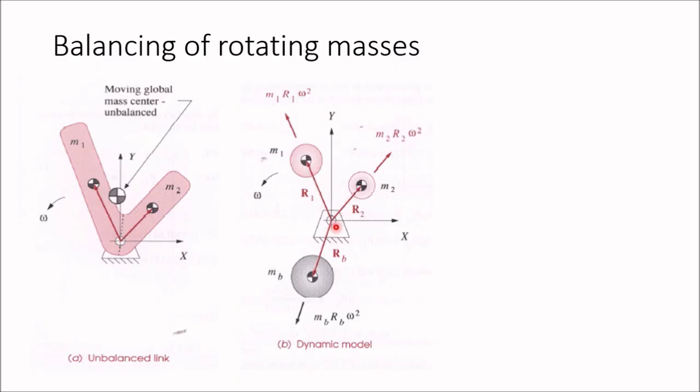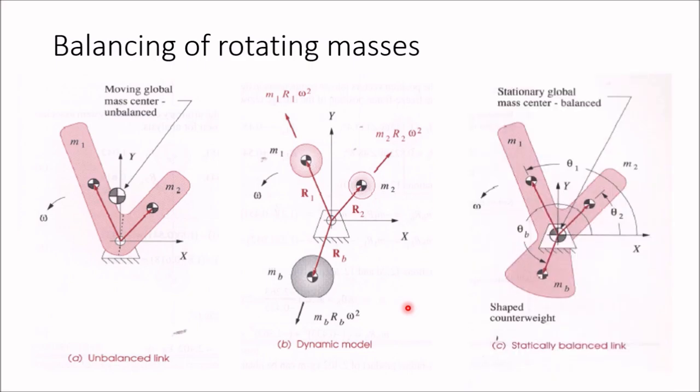Now we will put another mass in such a way that it is equal to its resultant. So resultant of m1 r1 and m2 r2 will be along this direction. So opposite to this we have put one mass mb rb omega square, such that resultant of m1 r1 and m2 r2 should be equal and opposite to mb rb. So this design will be slightly modified. So we will put some extra mass here, this balance mass, so that this entire system will be in equilibrium.